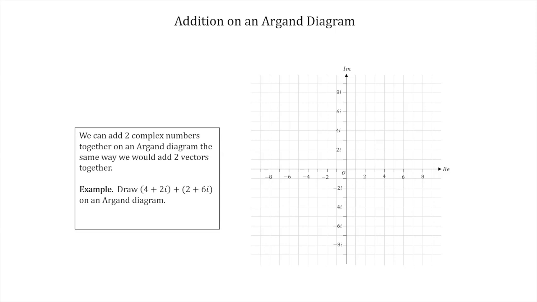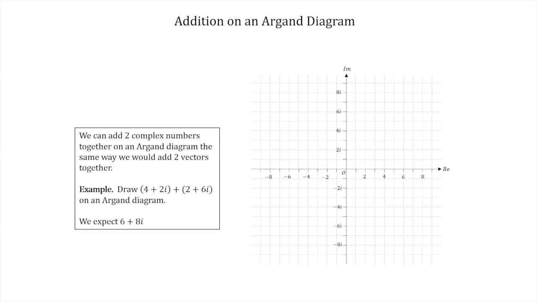The question is to draw 4 plus 2i plus 2 plus 6i on an Argand diagram. Remember, complex numbers are just points on the plane, so we want to draw this point. We could do that quite easily by just adding the two numbers up as we normally would. We add up the real parts, 4 plus 2, which is 6, and we add up the imaginary parts, 2 plus 6i, which is 8i. So we expect to get 6 plus 8i. That's just adding up the two numbers in the normal way.